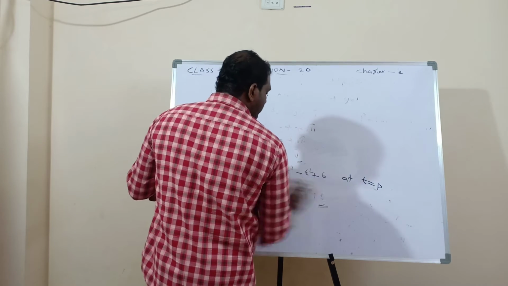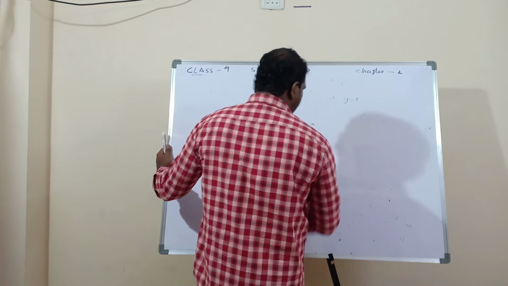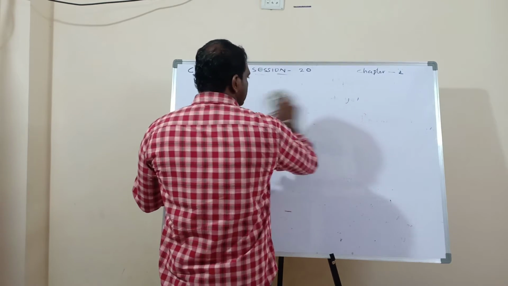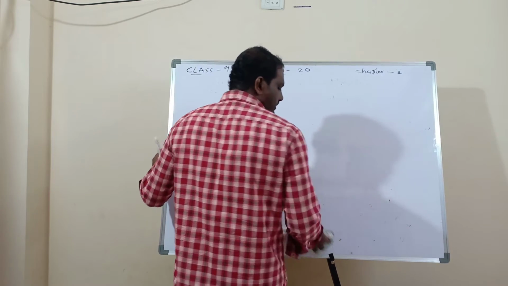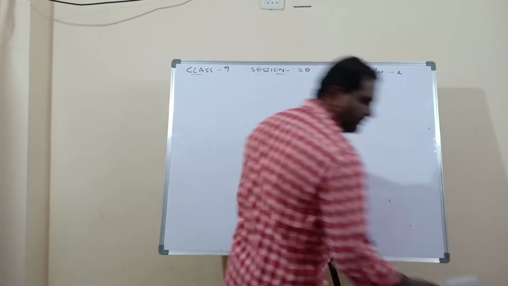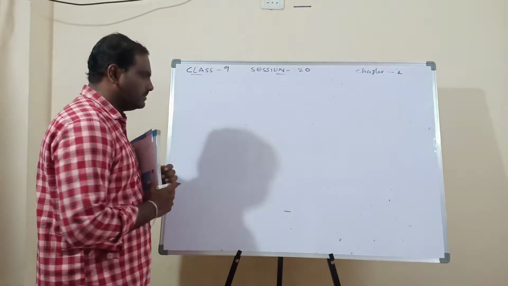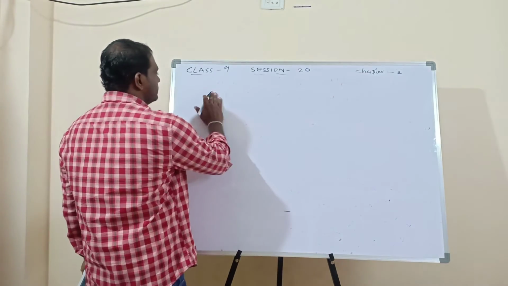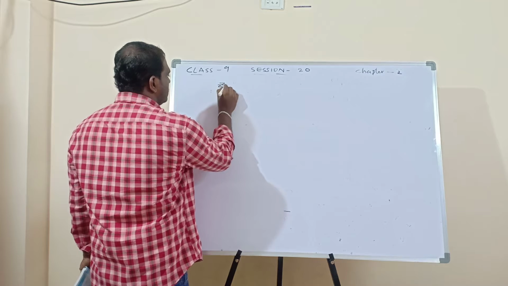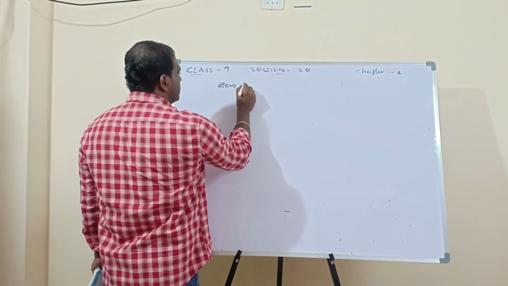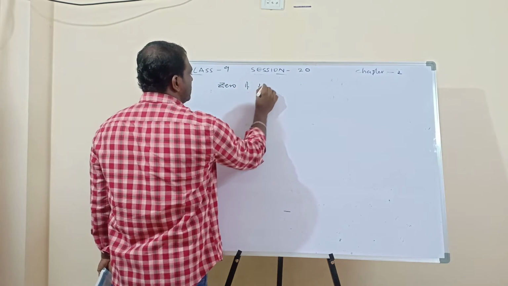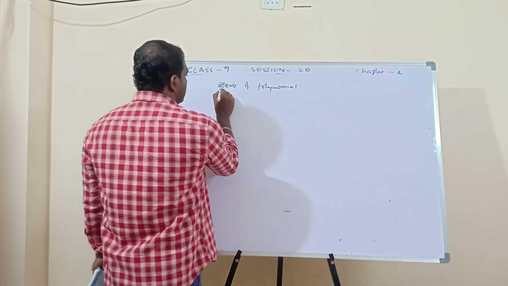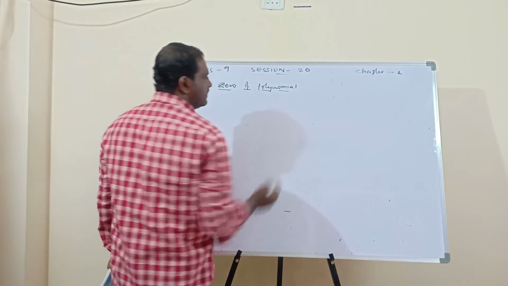Now the next topic is find the zero of the polynomial. So what is the zero of a polynomial? Maximum of the students will think that we have to substitute 0, that is the zero of the polynomial, but that is not correct. So we have one definition. We have to write that zero of polynomial. So what is the definition?